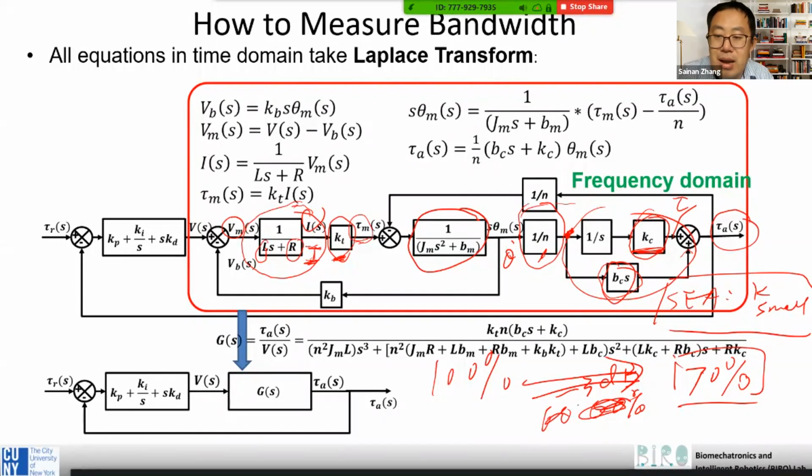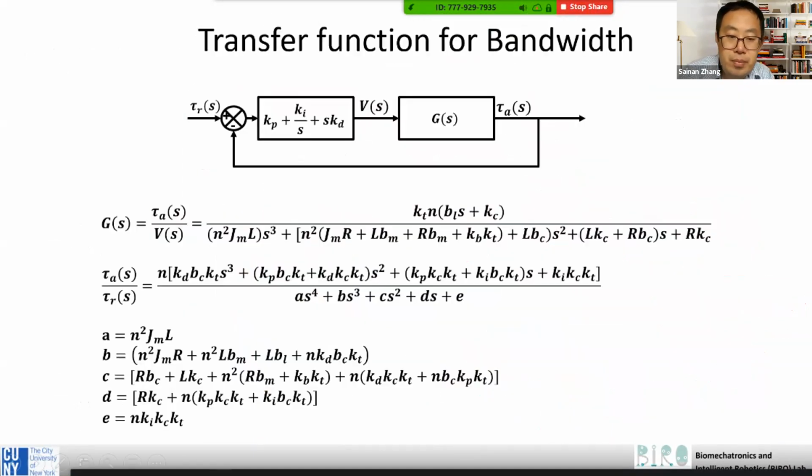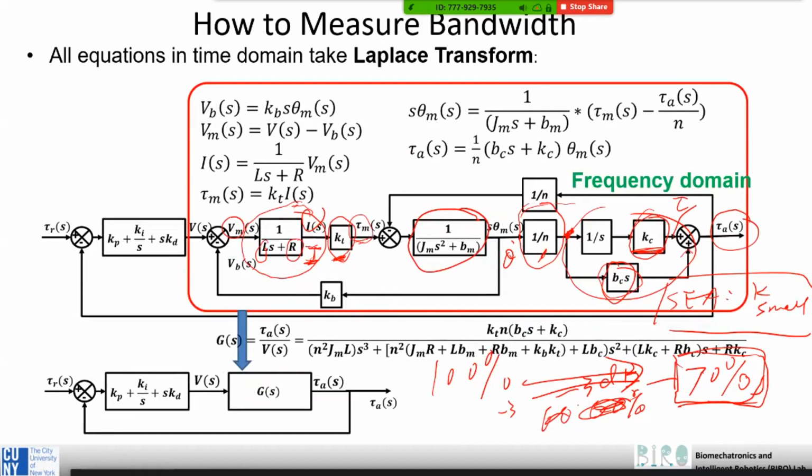There may be a little bit of history for why this is 70 and not 60. I don't know the reason, but that's kind of a consensus. Generally, -3 dB corresponds to 70%. So that's why it's defined in this way. And Professor, yeah, go ahead.